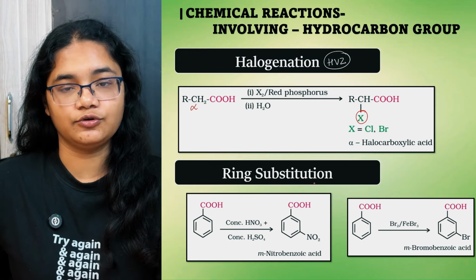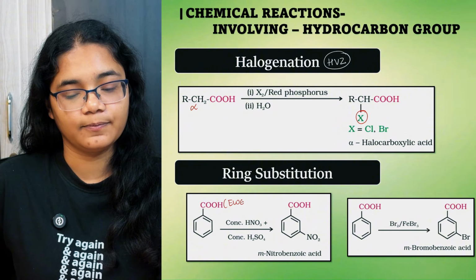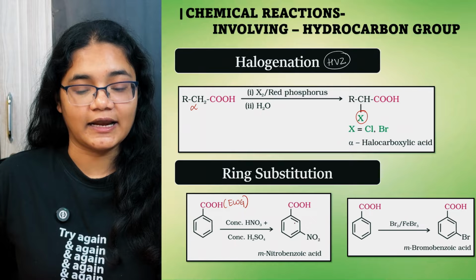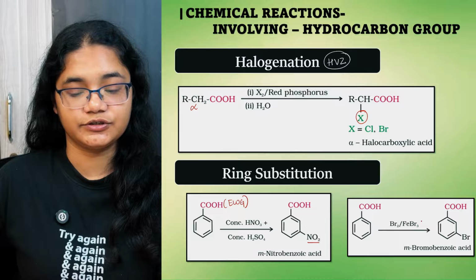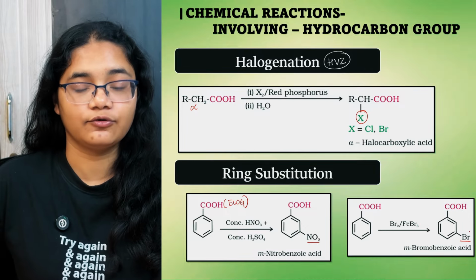Now in ring substitution, what happens? COOH group is an electron withdrawing group. Okay, in that case nitration will take place at the meta position and bromination will also take place at the meta position, electron withdrawing group, that's why.